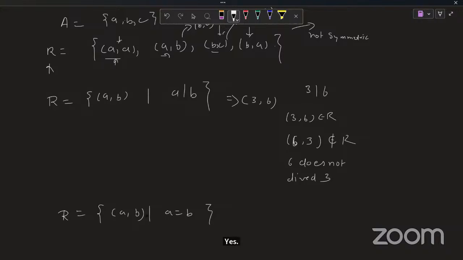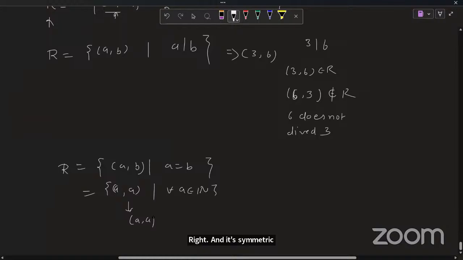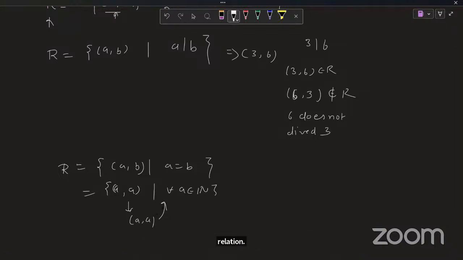Why? Because this is basically a kind of element, and its symmetric part is basically A only. This is the identity relation as well as a symmetric relation. So in that case, we can observe that every identity relation is symmetric, right?